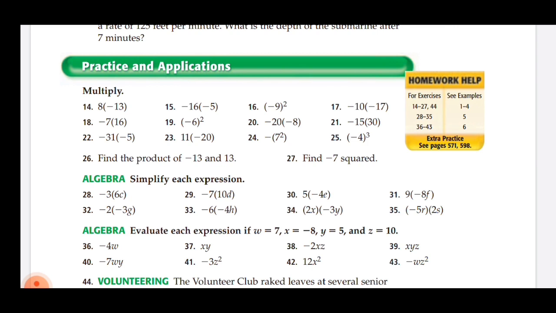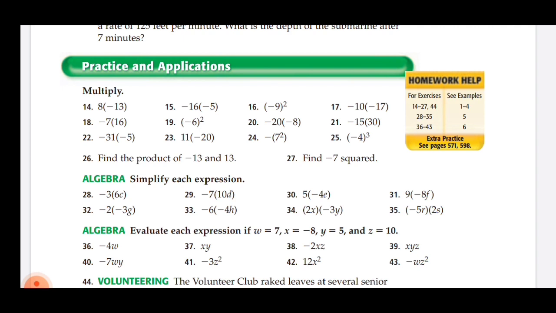Practice and application. Multiply. 14. 8 multiply -13. 15. -16 multiply -5. 16. -9 squared. 17. -10 multiply -17. 18. -7 multiply 16. 19. -6 squared. 20. -20 multiply -8.